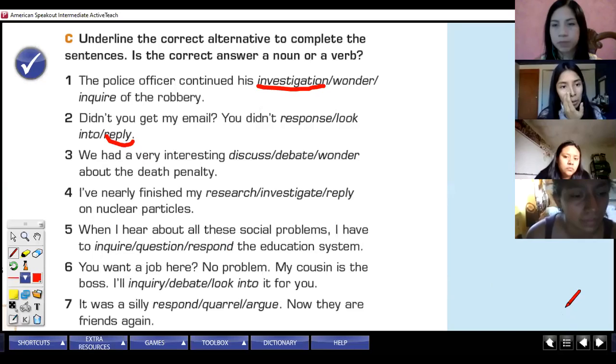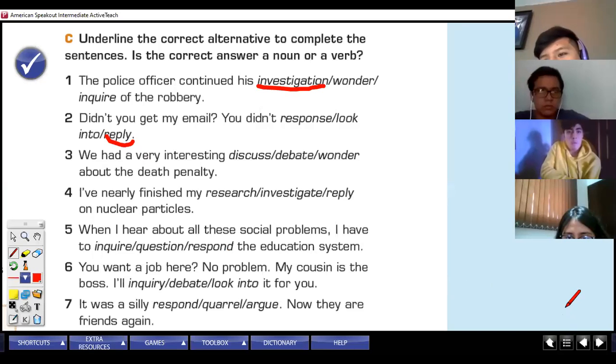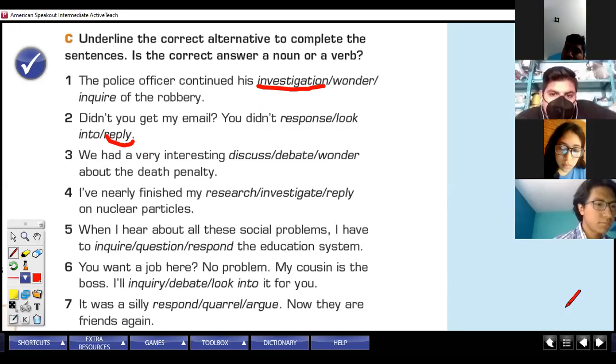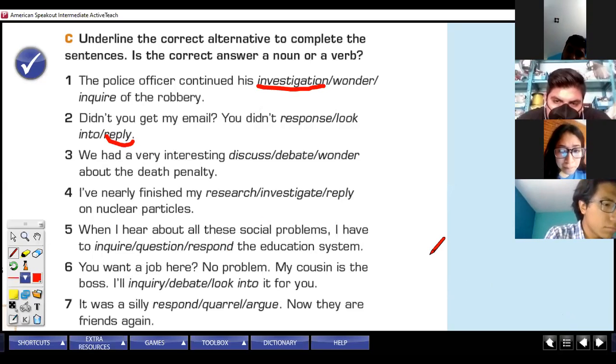Number 3, please. Please, Andrea, number 3. We had a very interesting discourse about the death penalty. Remember that we need verb or noun. Discuss is discutir.